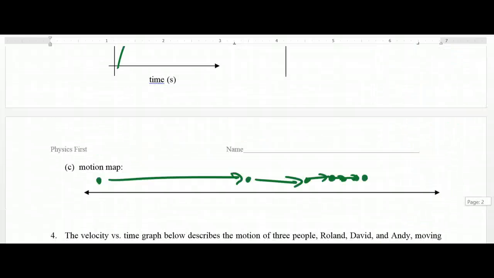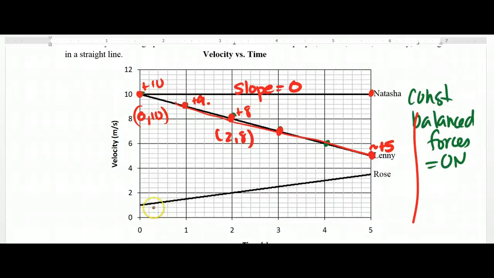Rose, who is our third graph on here, she's moving in the positive direction, speeding up.